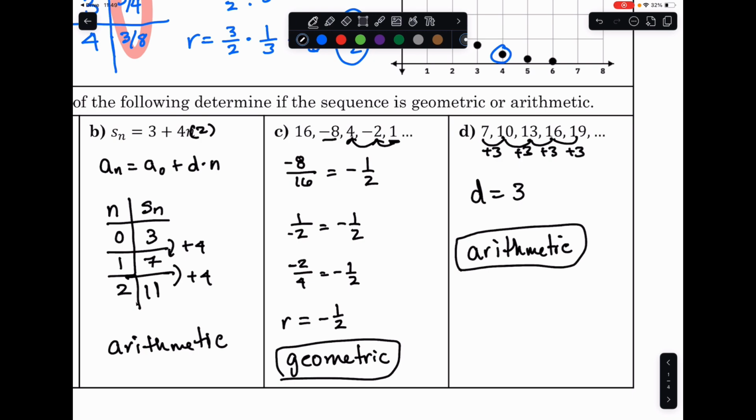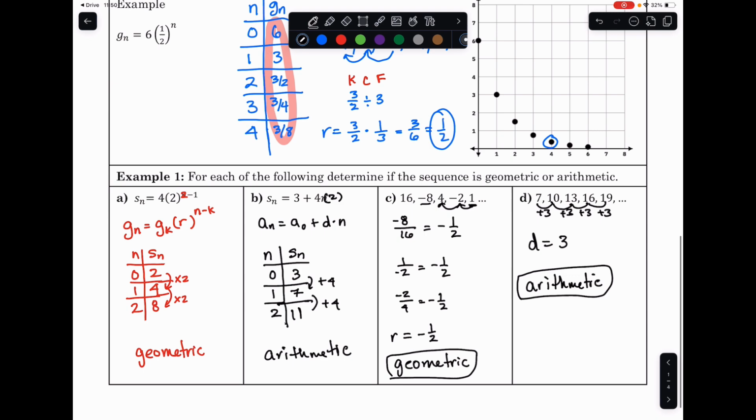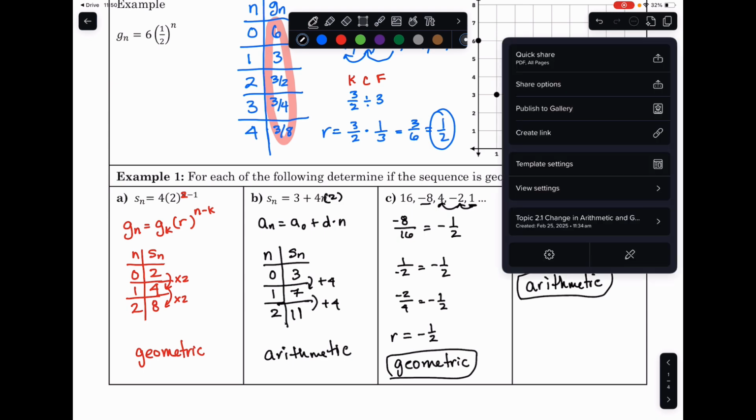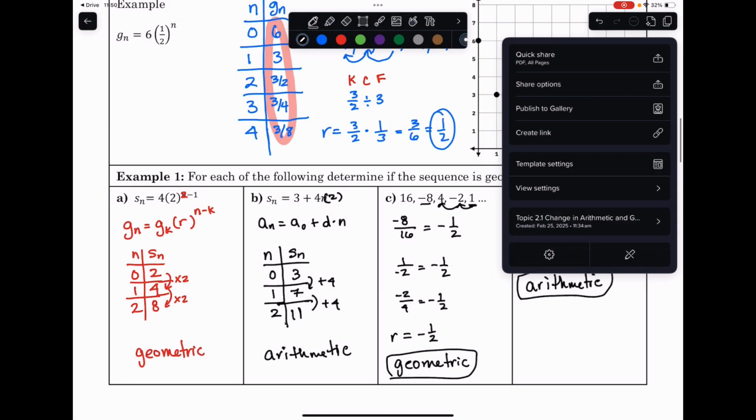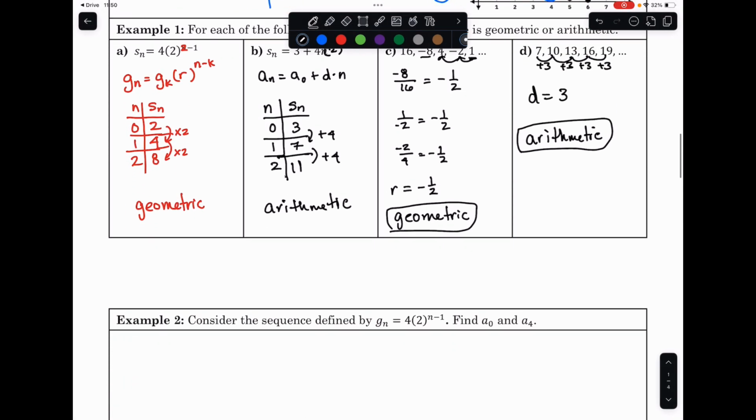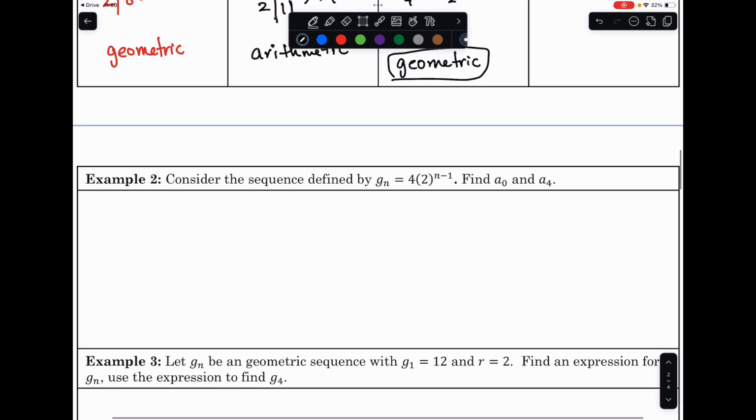Okay, all right, now that we've distinguished the difference between the two, let's look at some more examples of what skills we need to know for these types of sequences. Just like the previous examples, we need to know how to evaluate a geometric sequence. So let's begin with that.